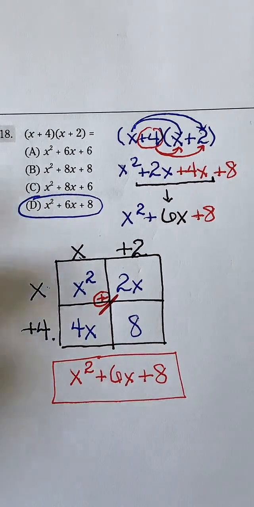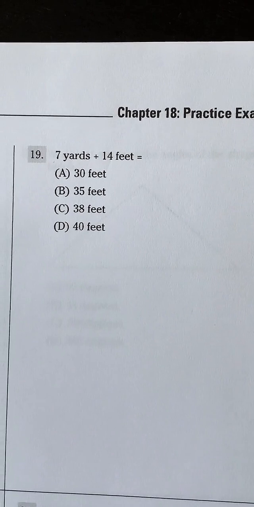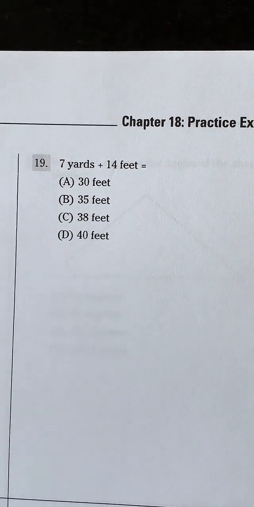All right, now let's take a look at number 19. Okay, so we have 7 yards plus 14 feet. That equals A, 30 feet, B, 35 feet, C, 38 feet, or D, 40 feet.